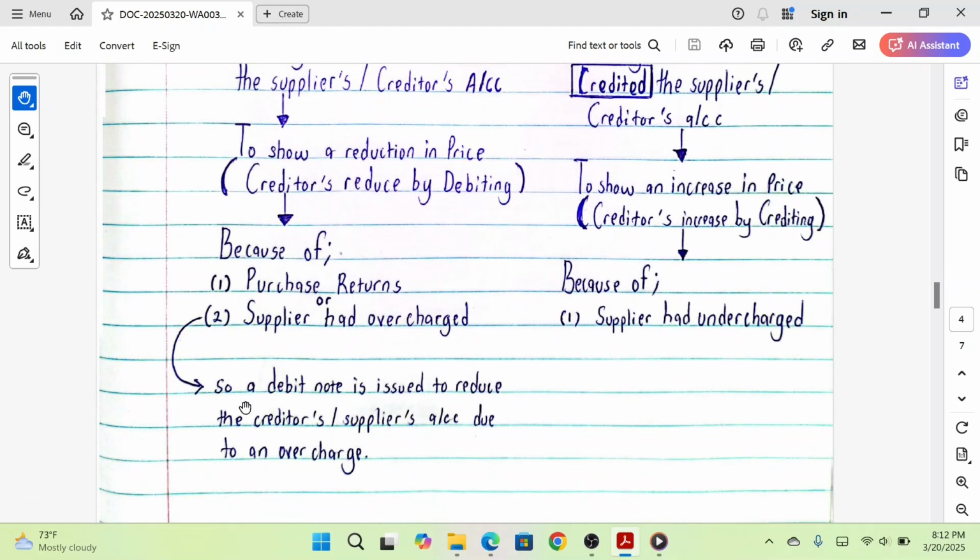A case in point is here. So a debit note is issued to reduce the creditor's account due to an overcharge. So if at all they overcharge them, they want to show that at first they overcharge them and they want to reduce the figure of the supplier. So they will end up passing a debit and hence send a debit note to the supplier to show that they are reducing the actual figure that the supplier is demanding them, which was overcharged.